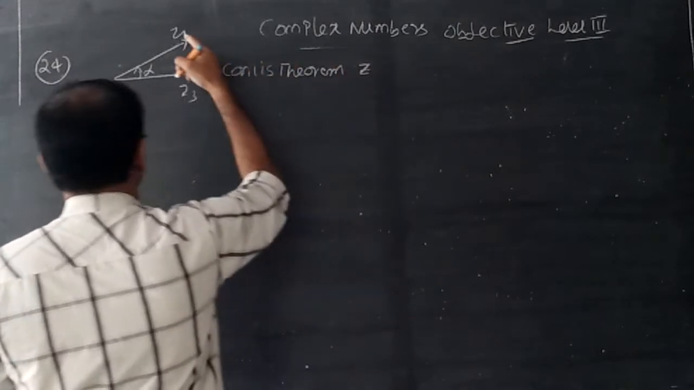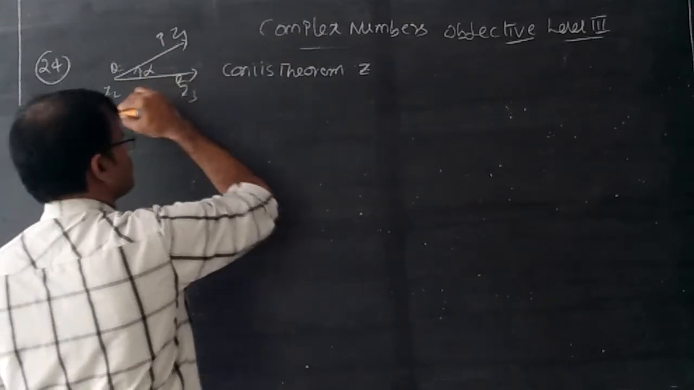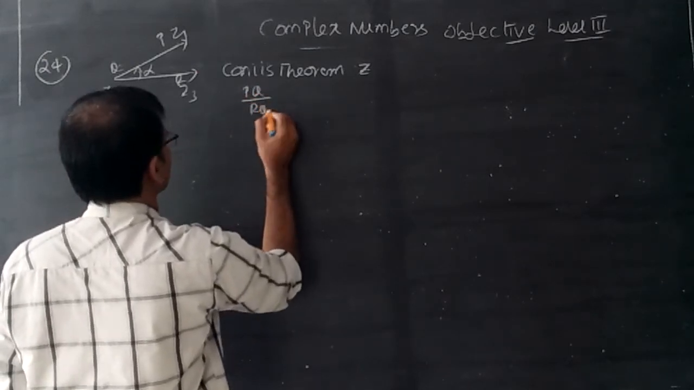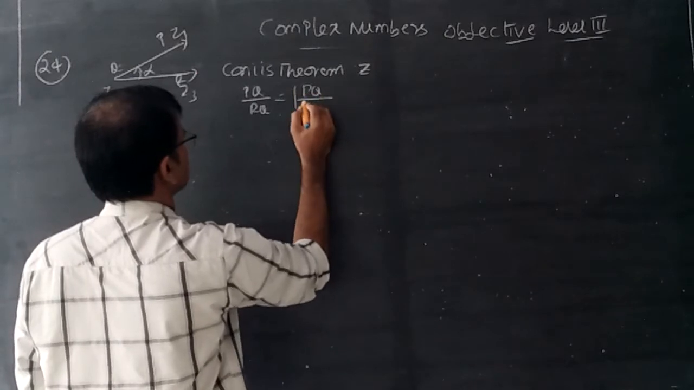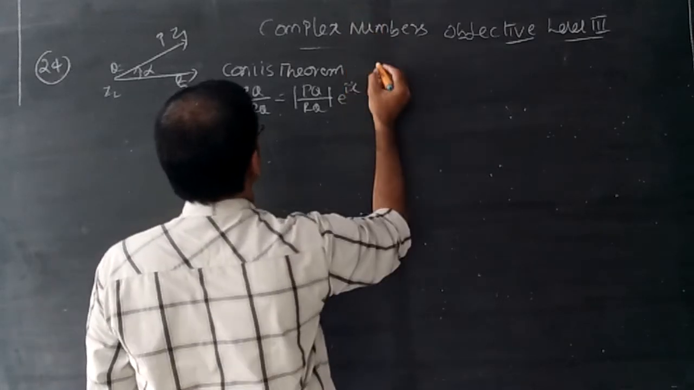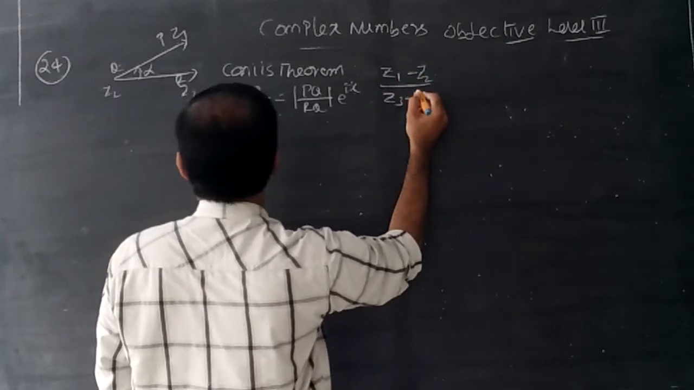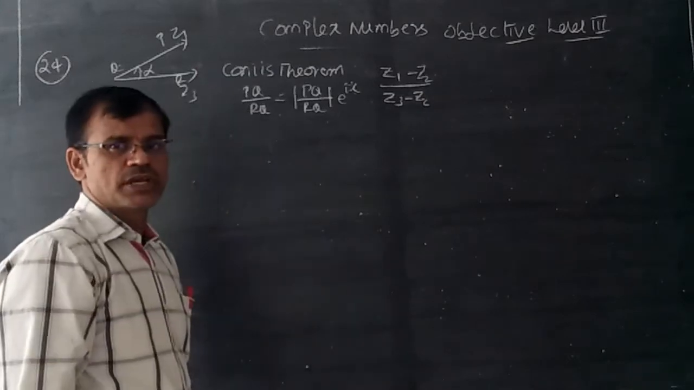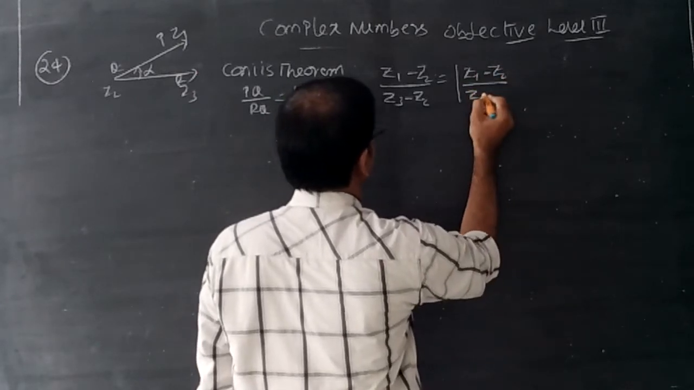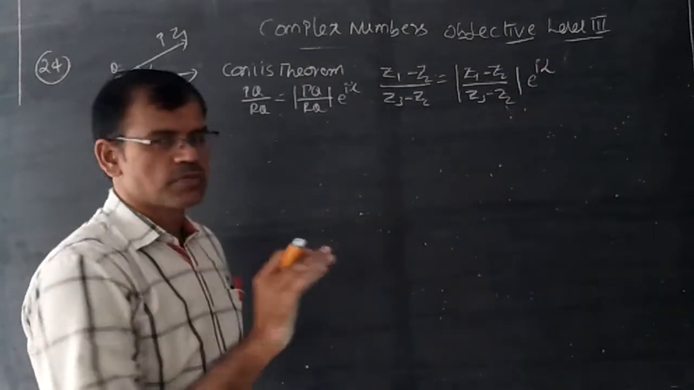Coni's theorem is like this. If this is Z1, Z2, with sides P, Q, R, then PQ by RQ is equal to |PQ| by |RQ| into e^(iα). So applying Coni's theorem here, (Z1 − Z2) by (Z3 − Z2) is equal to |Z1 − Z2| by |Z3 − Z2| into e^(iα). Using that concept, now I am doing this sum.